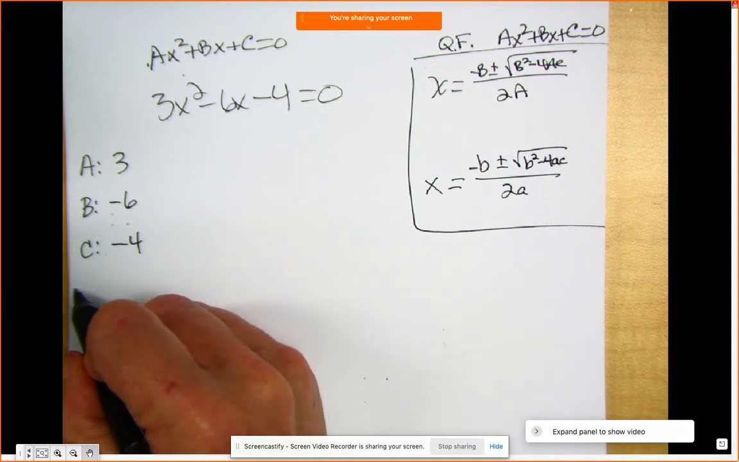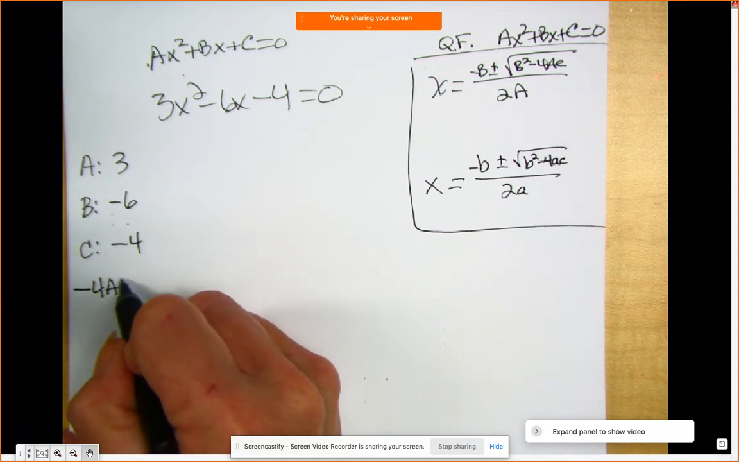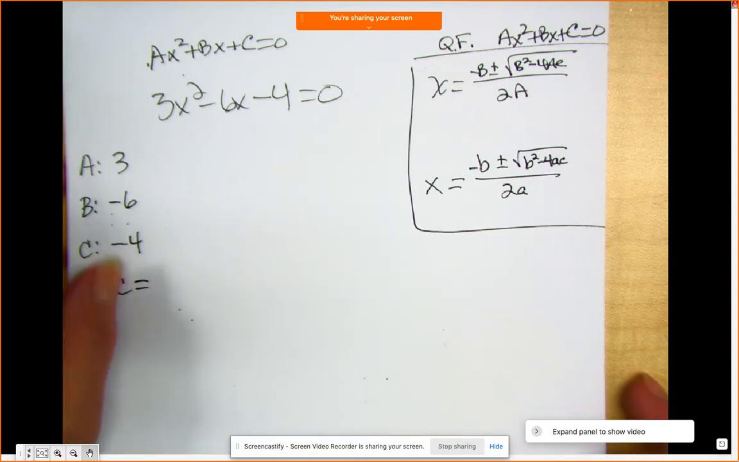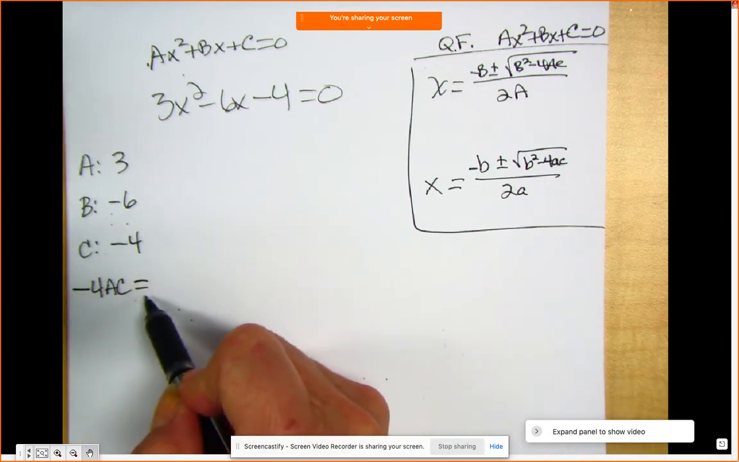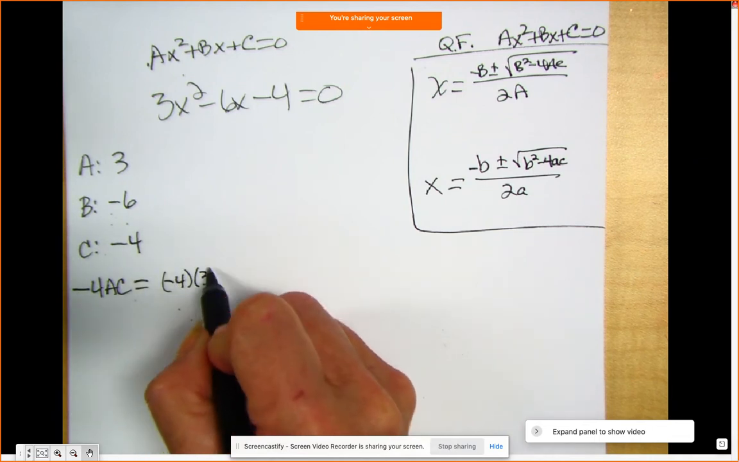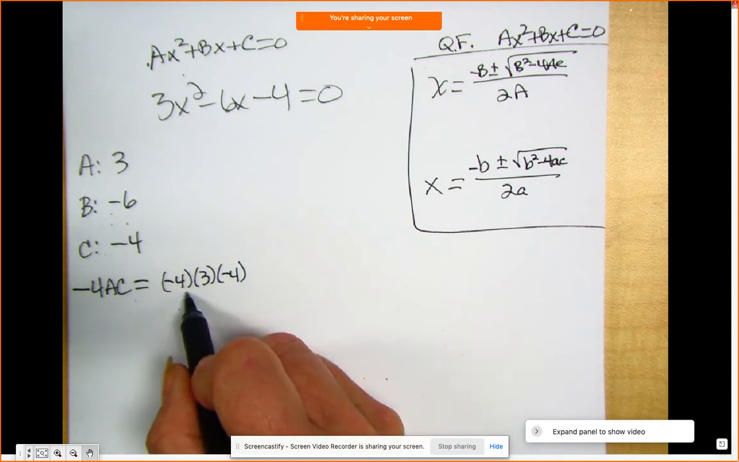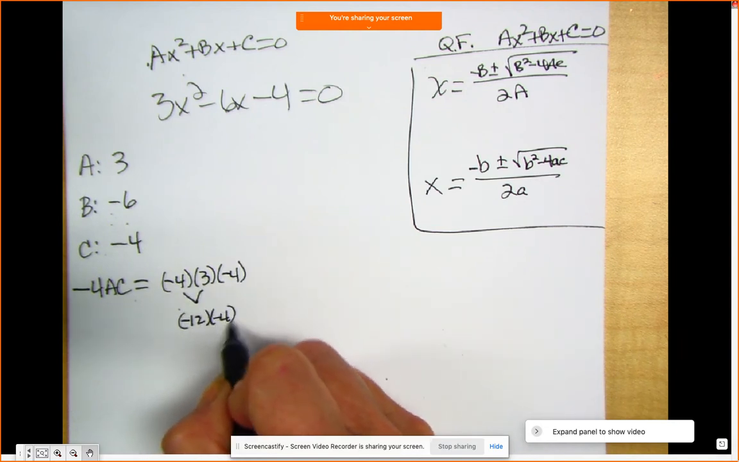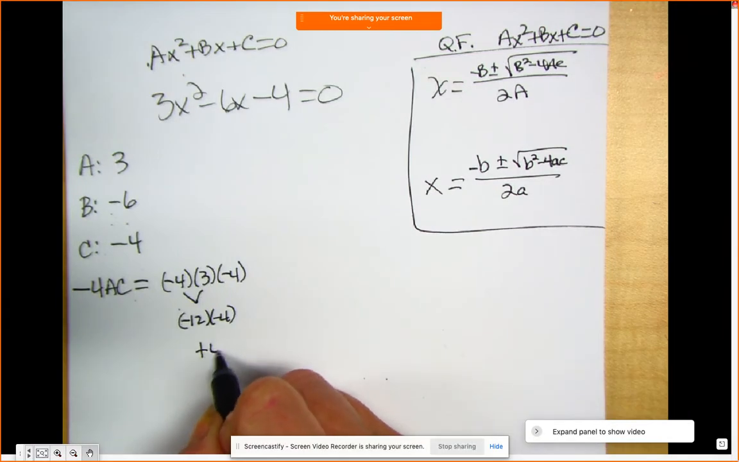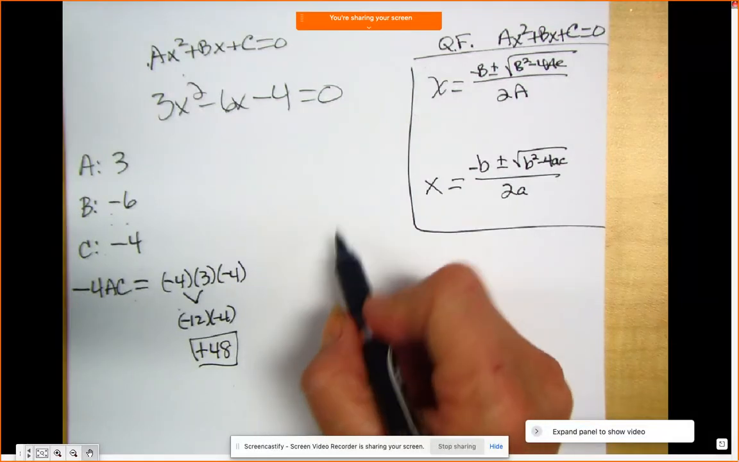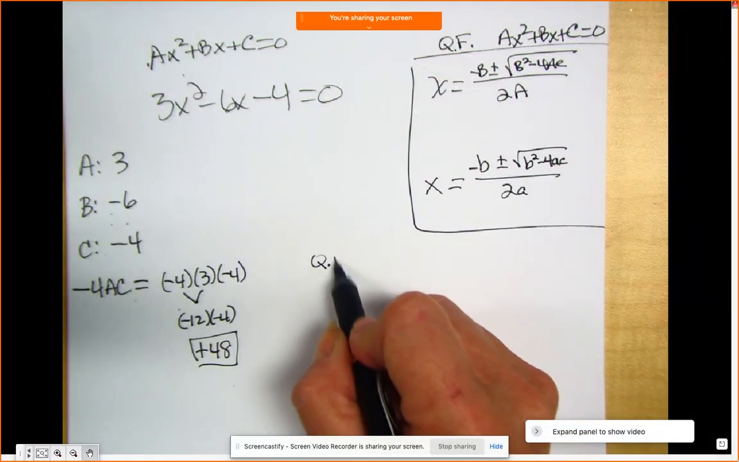I've also suggested to you to do the -4ac down here because I've taught this 20 years. I know that this is where kids mess it up. Okay, -4 times a, which is 3, and c, which is -4. So I do -4 times 3 is -12, times -4 is going to be positive 48. Okay, now let's plug them in. Let's use the formula. Here we go, quadratic formula time.